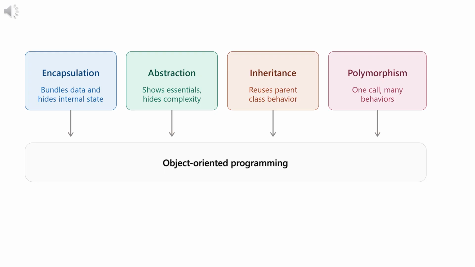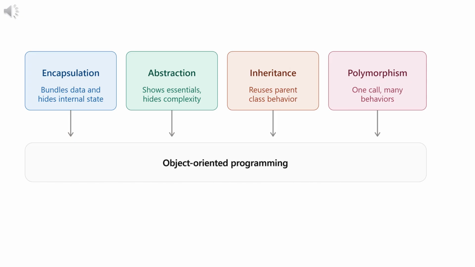This diagram lays out the four pillars of object-oriented programming, OOP, each feeding into the foundation labeled object-oriented programming. Encapsulation, blue, bundles data and hides internal state, meaning a class packages its fields together with the methods that operate on them, while restricting direct outside access, typically using private fields with public getters, setters, so other code can't freely manipulate an object's internal data.